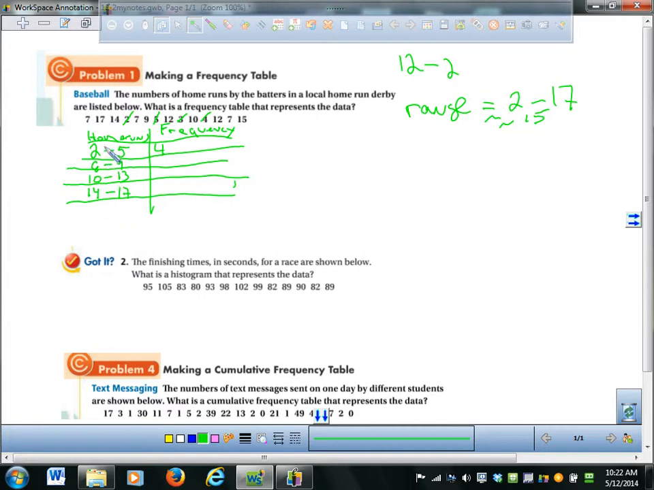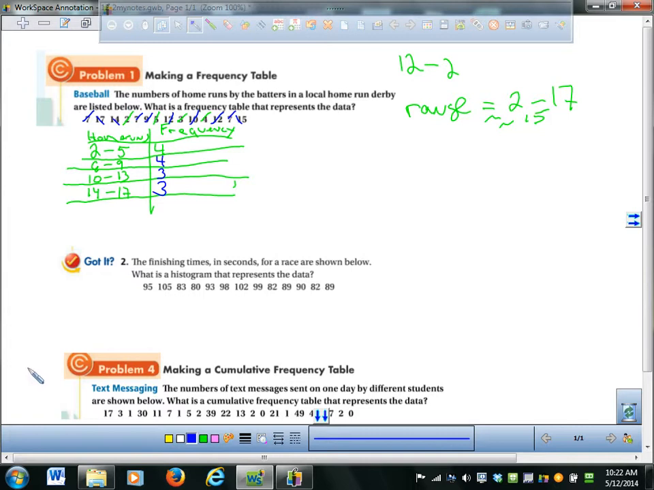How many people hit between 6 and 9? Let's use a different color. I have 1, 2, 3, 4. So I have 4 people hitting between 6 and 9 home runs. How many people between 10 and 13? 1, 2, 3. That's it. How many people between 14 and 17? 1, 2, 3, and then I'm done. And that's all I do, I make a frequency table like that.